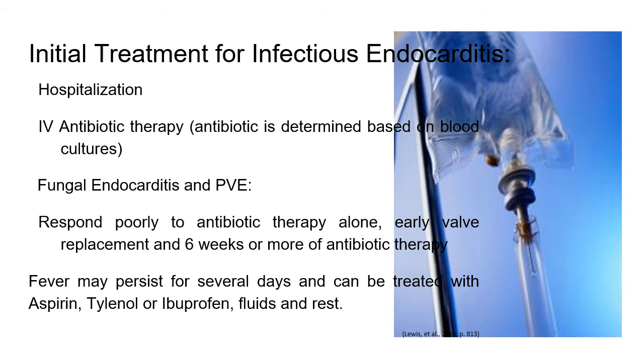The initial treatment for infectious endocarditis is hospitalization and IV antibiotic therapy. Antibiotic is based off the blood culture results. Fungal endocarditis and PVE respond poorly to antibiotic therapy alone. Early valve replacement and 6 weeks or more of antibiotic therapy is typically required. Fever may persist for several days and can be treated with aspirin, Tylenol, or ibuprofen, fluids, and rest.